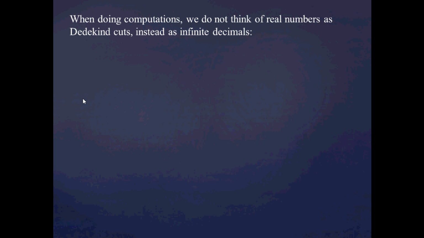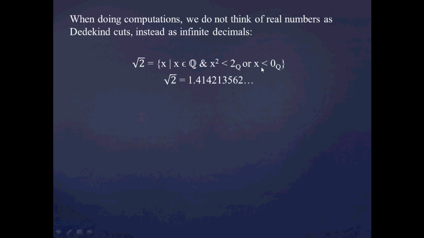Whenever we do a computation involving a real number, we most certainly do not think of these real numbers as Dedekind cuts, or even as equivalence classes of Cauchy sequences. What we do is we think of these as infinite decimals. That is, we don't think of the square root of 2 as a subset of the rational numbers with this predicate. What we do is we think of the square root of 2 as this infinite decimal expansion, which we would always truncate at some location depending upon what level of accuracy we need for our computation.